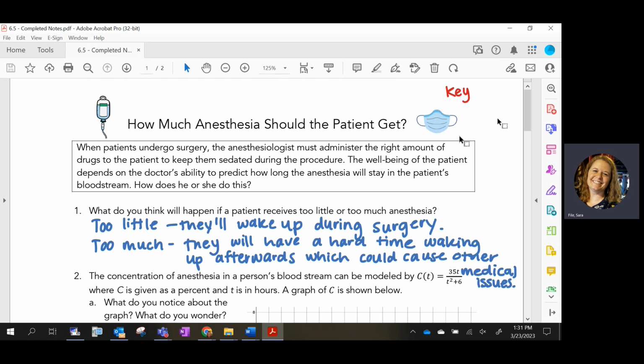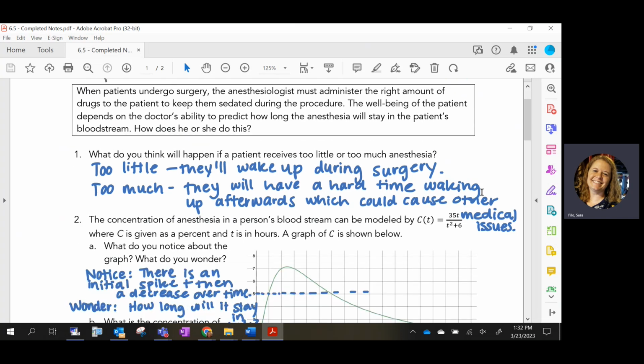Your answers will vary. If you got too little, you could wake up during surgery, or it could maybe not knock them out, or they maybe could feel pain from the procedure, whatever's happening. If they got too much, it could take them longer to wake up. Actually, it could kill them. But that's why it's a very precise science, that you have to have the right mathematical equations to get the right amount of anesthesia so that there aren't any issues during the procedure.